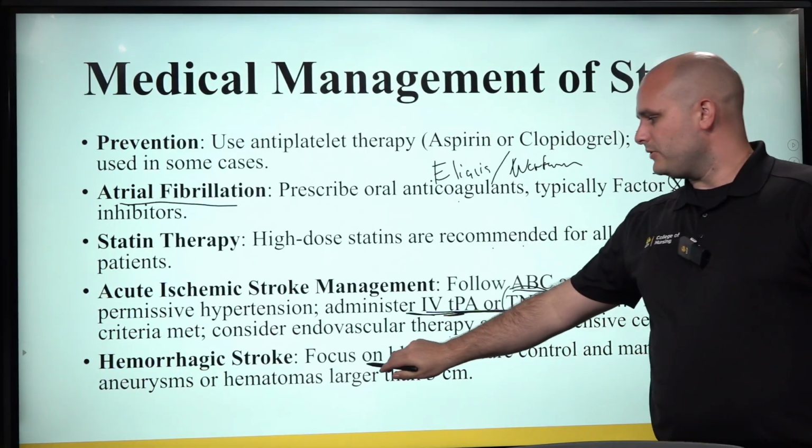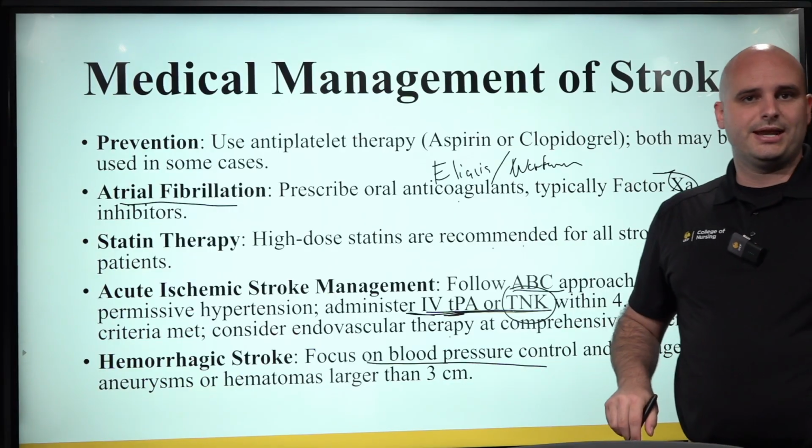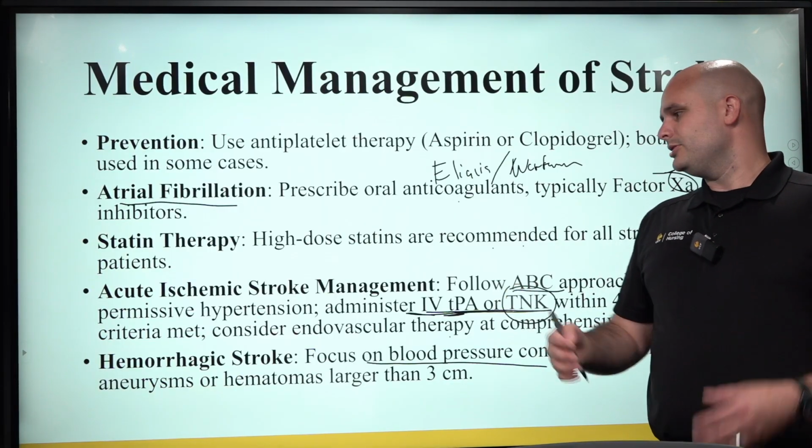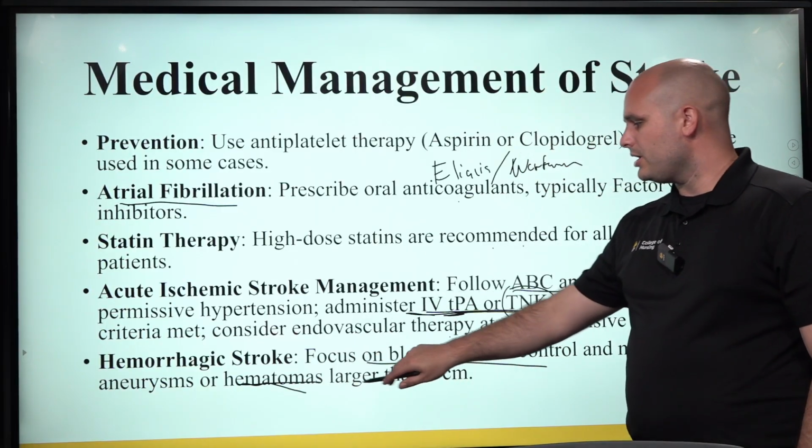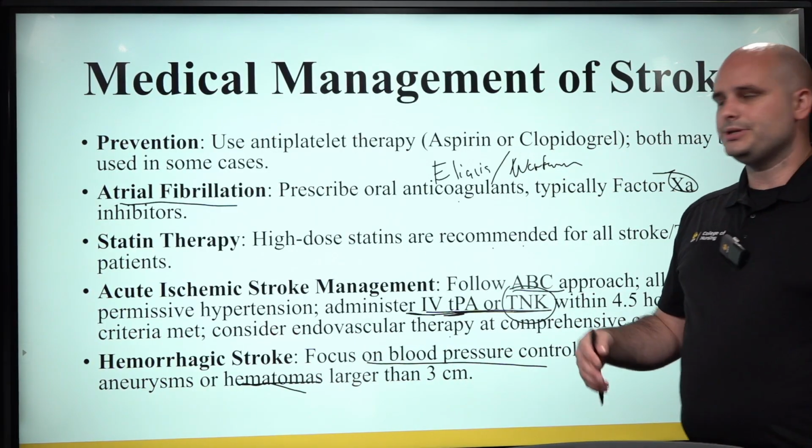Hemorrhagic strokes, we're going to focus on blood pressure management, making sure that we are not causing further bleeding in their brain. And we may treat it with neurosurgery or others if we have a large hematoma or bleeding in the brain.